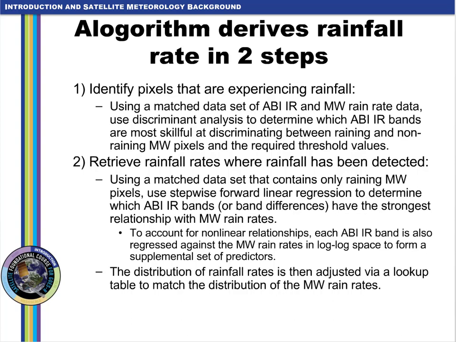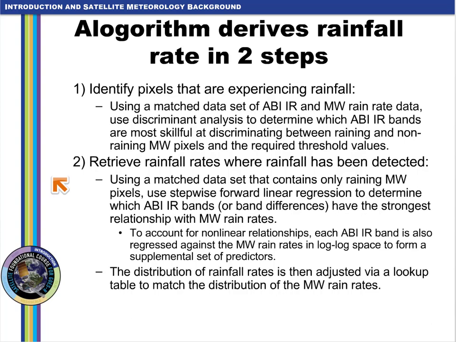First, identify pixels that are experiencing rainfall using a matched data set of ABI, IR, and microwave rain rate data. Use discriminant analysis to determine which ABI, IR bands are most skillful at discriminating between raining and non-raining microwave pixels and the required threshold values. And then the second step is retrieve rainfall rates where rainfall has been detected.